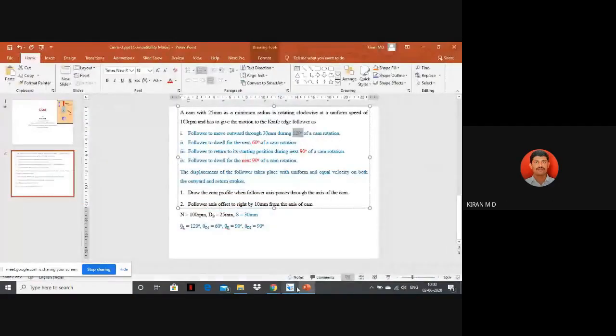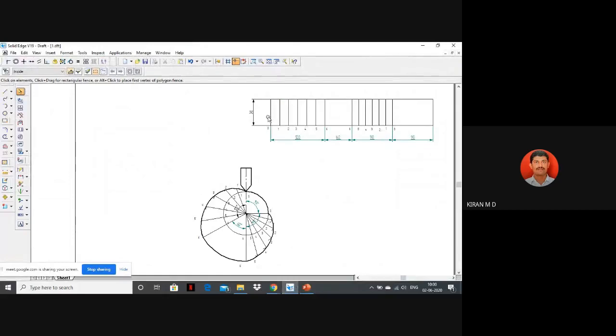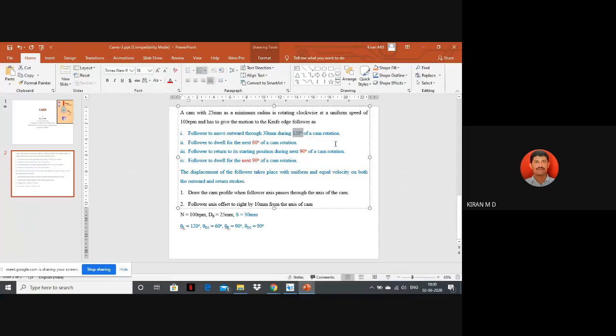So once you have made the 6 parts, you check which type of motion it is. In most examination problems, the outward stroke may be uniform velocity and the return stroke may be uniform acceleration and retardation or simple harmonic motion; they may be different types of motion. But in the first problem I consider, both outward and return stroke are uniform velocity.